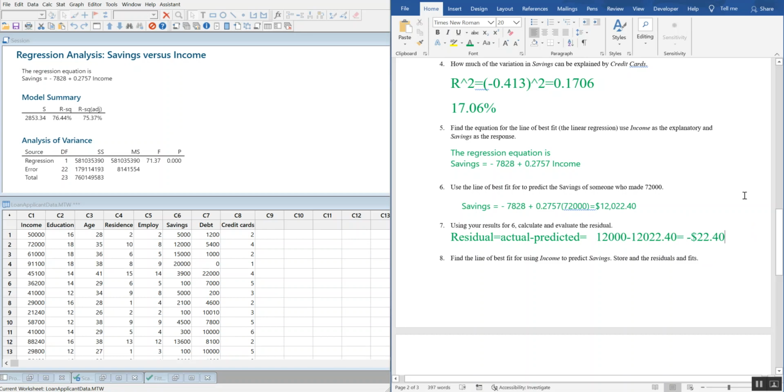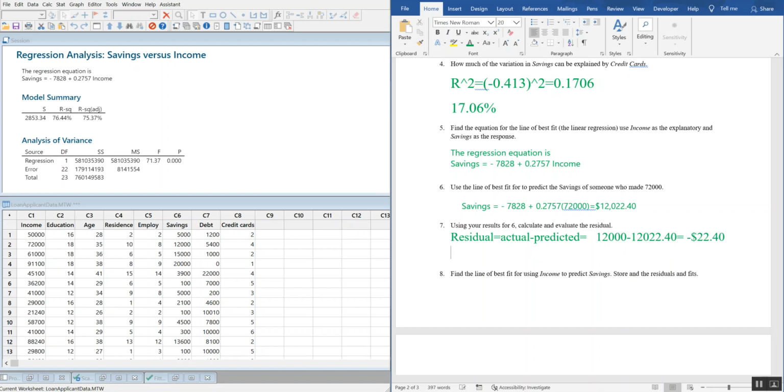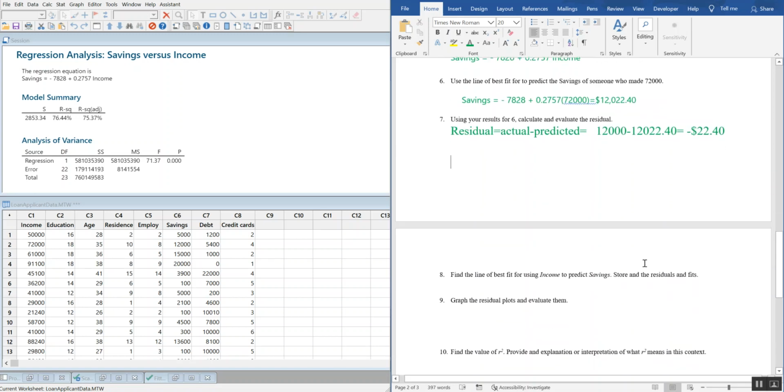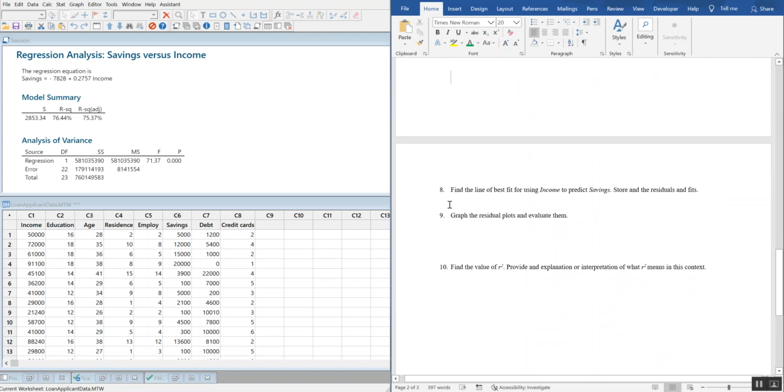Now, looking at one value is never going to be enough for you to tell how far off your model is. That's why we need to do some residual graphs and some residual storage. So we're going to redo this again and move on to 8 and 9, where we're going to evaluate, is my model as accurate as I think it is? Here we go. Find the line of best fit for income to predict savings, store the residuals and fits. So I'm going to do the same setup I did before.